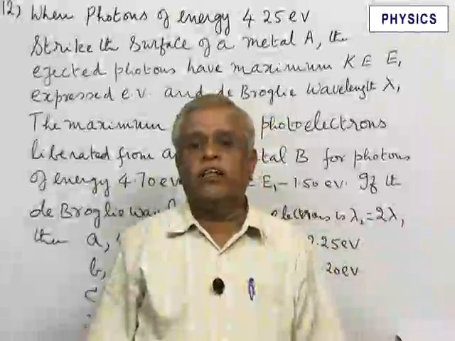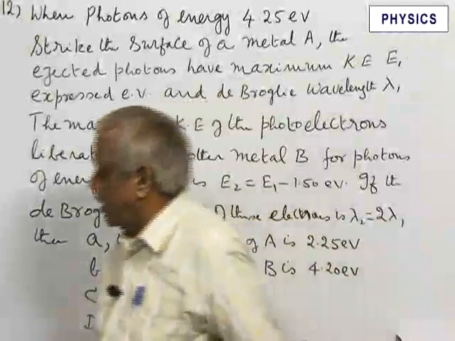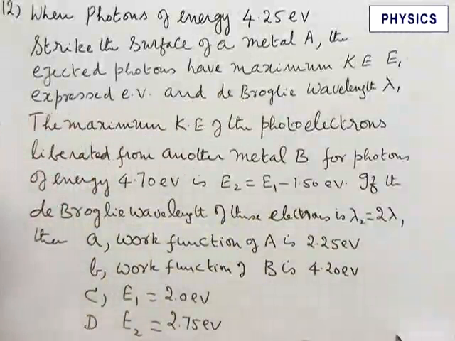Let us consider the next question. 12. When the photon of energy 4.25 electron volt strikes the surface of a metal A, the ejected photoelectrons have maximum kinetic energy E1 expressed in electron volt and the de Broglie wavelength lambda 1.